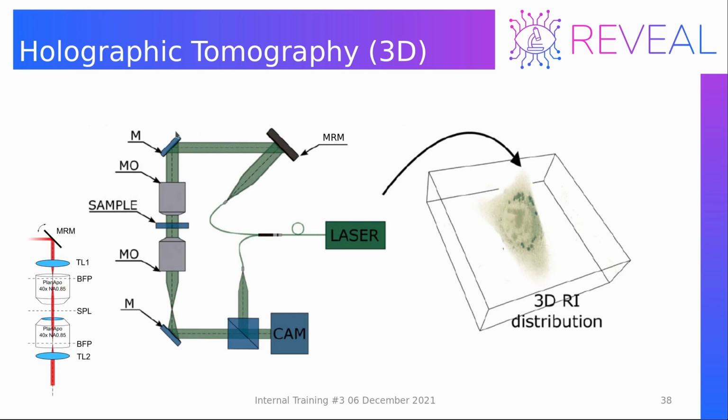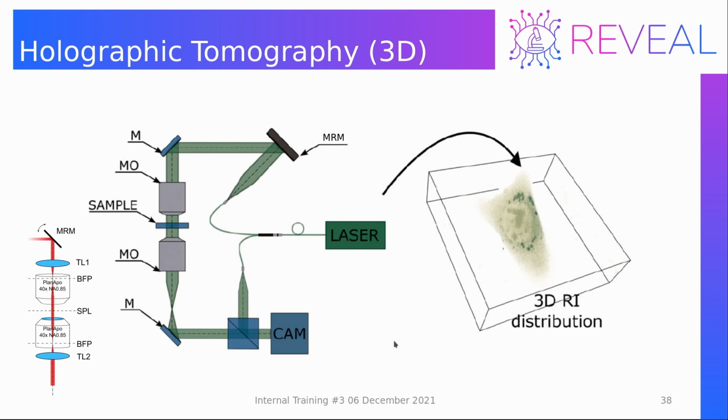So this is the schematic of a simple holographic tomography system. We have a laser. It is split into two arms. The first arm is a reference arm that goes directly onto the camera. The other one reflects from this mirror, goes through the sample here, and then goes to the camera.